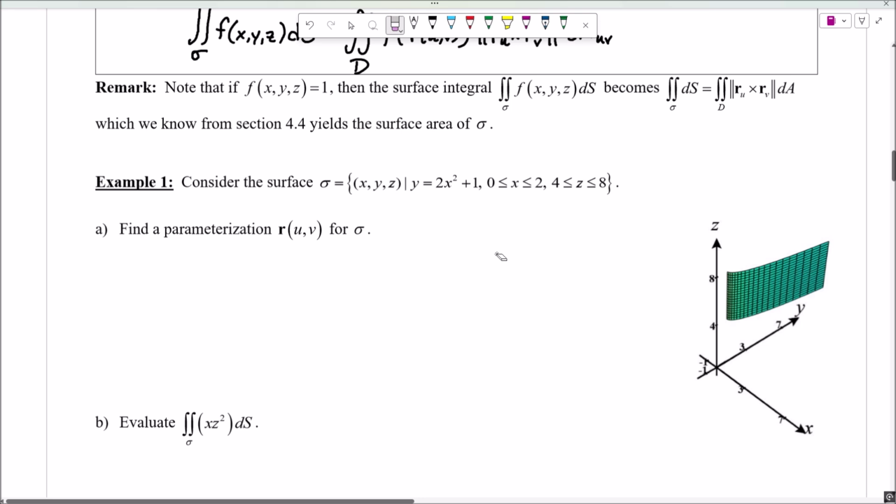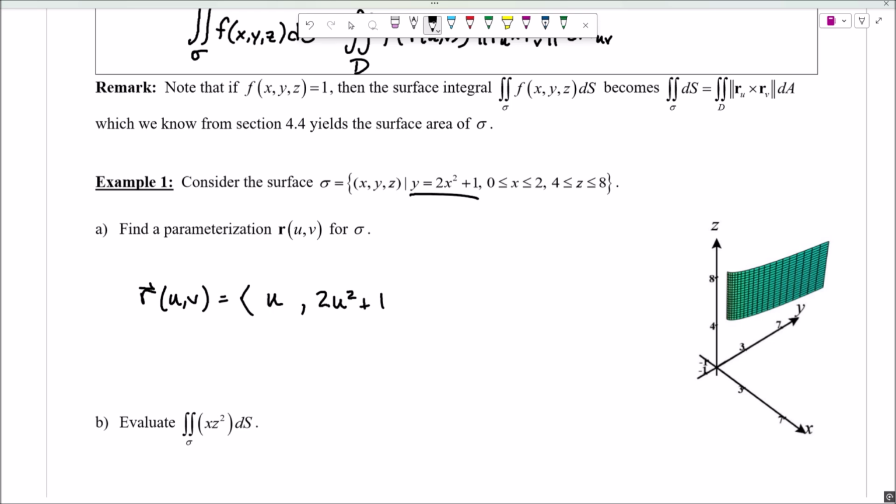So if I wanted to do a surface integral for this particular surface, if there was some quantity I wanted to add up over that surface, one of the first things I would have to do is find a parameterization for this. Now, finding a parameterization here is actually super simple because I can quickly see that there's already a given relationship between the x and the y variables. So I'm going to let x represent the variable u. Okay, so x here is going to play the role of u. And if that's the case, that would mean that y is equivalent to 2u squared plus 1.